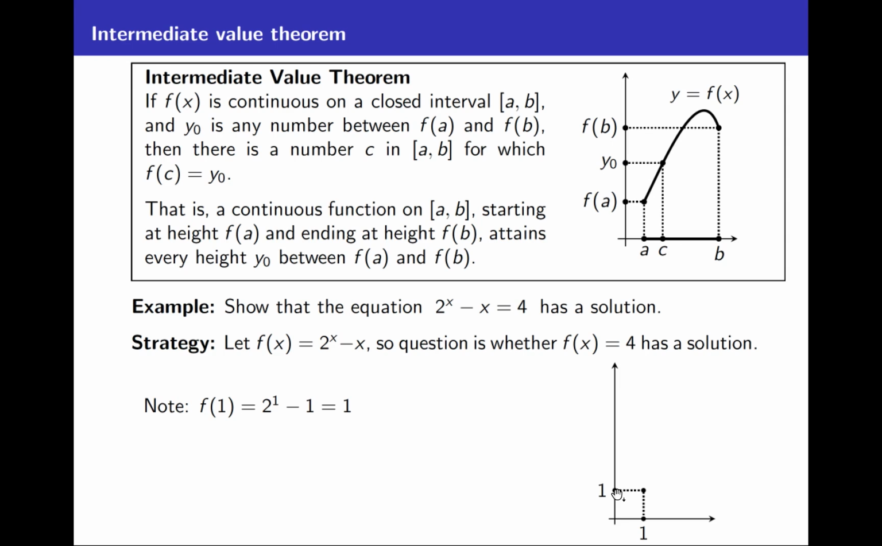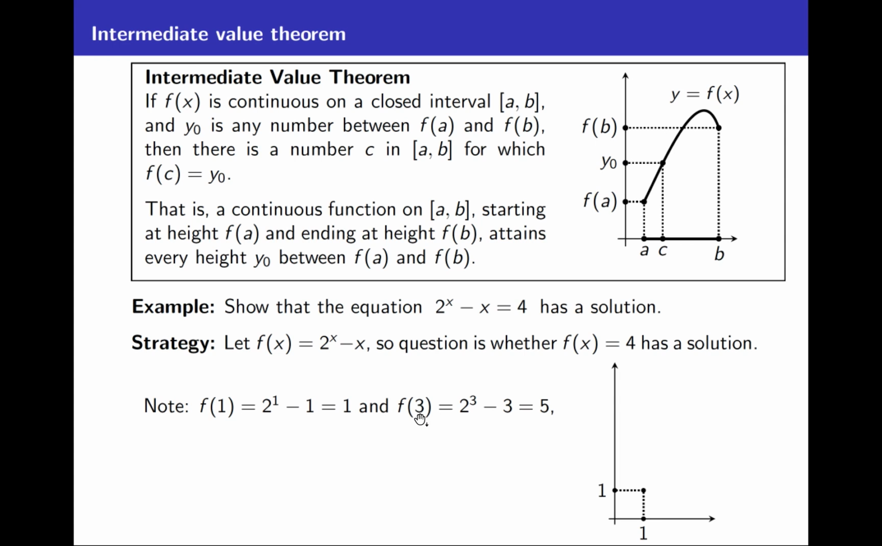Now what we're going to try to do here is to find another value of x so that f of x equals a number that's bigger than 4. So then 4 will be between f of a and f of b, and we'll be guaranteed a number c such that f of c equals 4 by the intermediate value theorem. Let's see if we can carry out that plan.